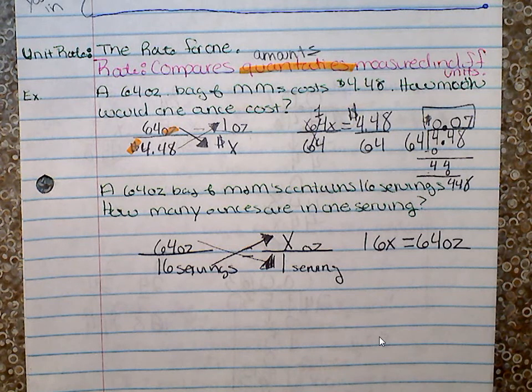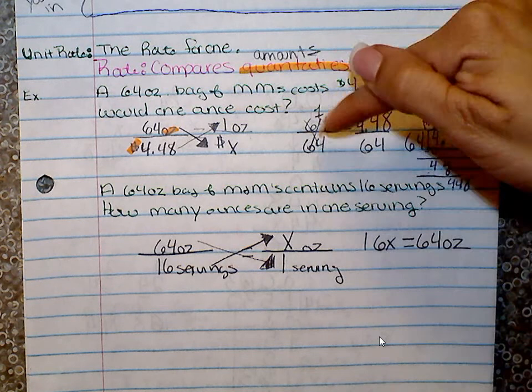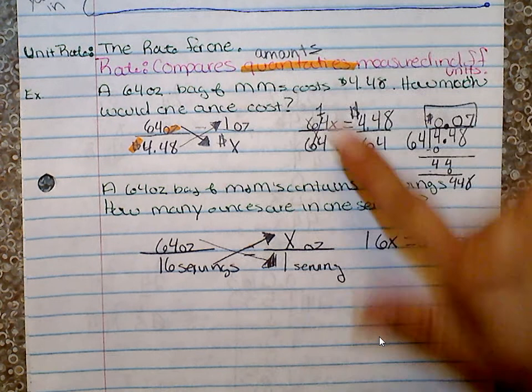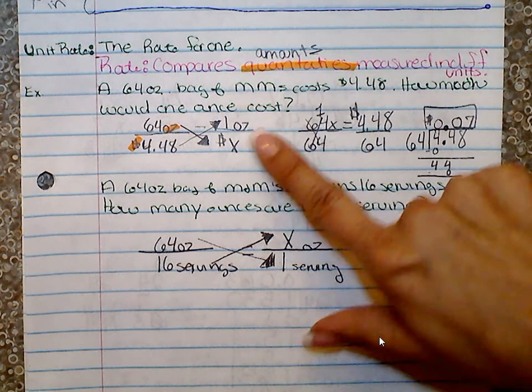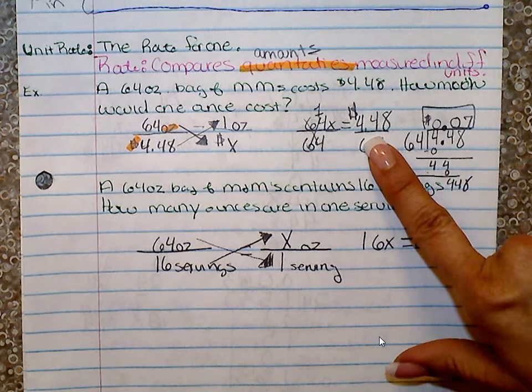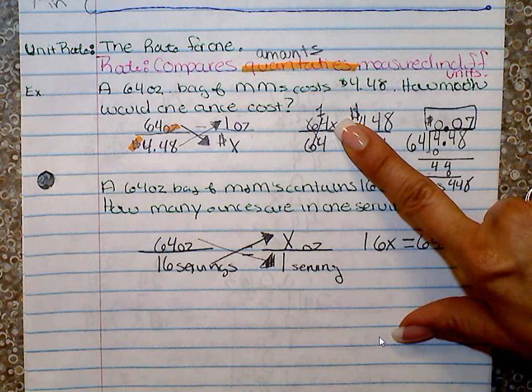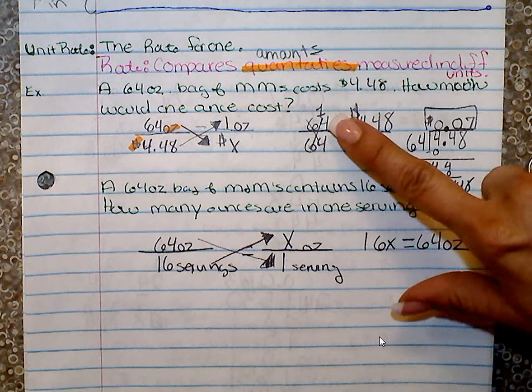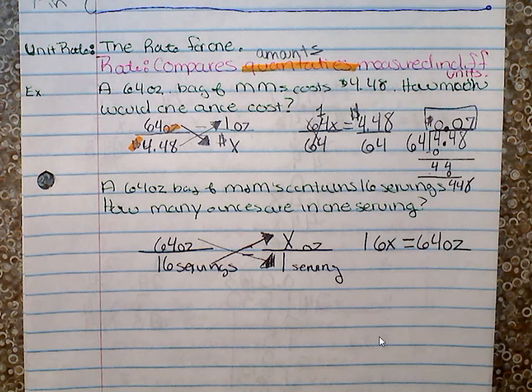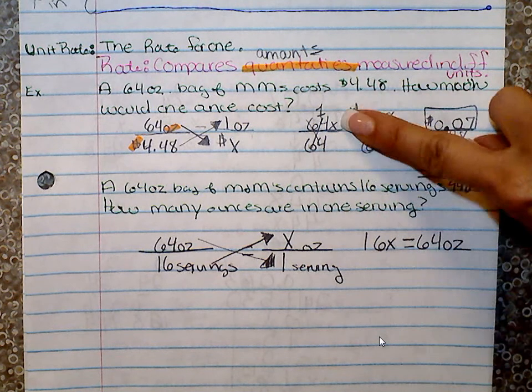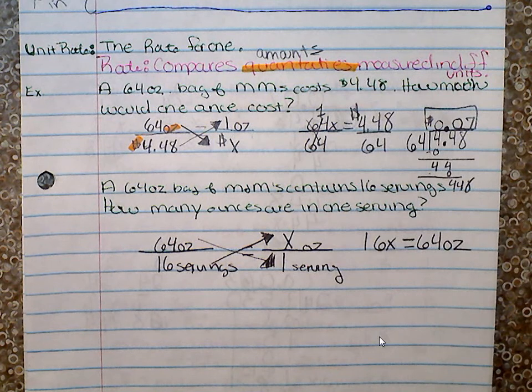So then we do our cross product. We do 64 times x and 448 times 1. Then we need to get this variable by itself. We need to isolate the variable, so we use opposite operations, inverse operations. This says 64 times x, and what's the opposite of multiplication? That is division. So if you do it to this side, you do it to the other side.